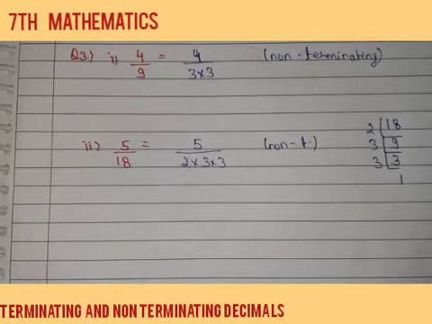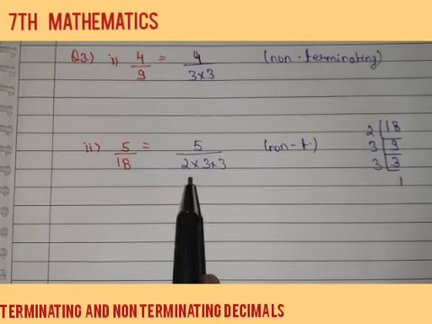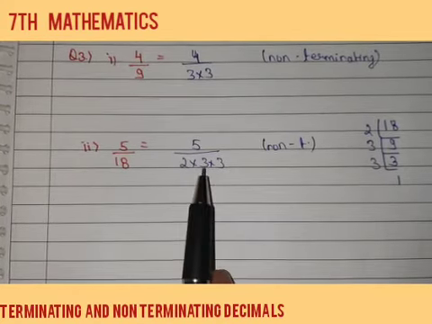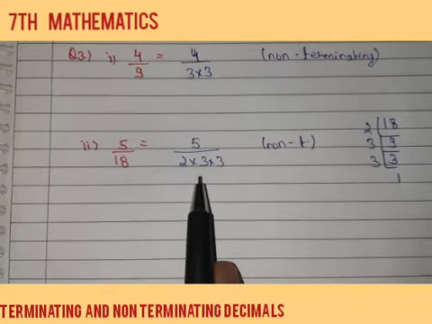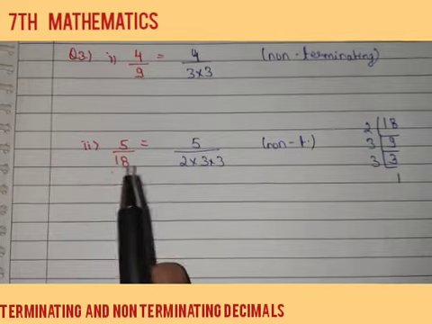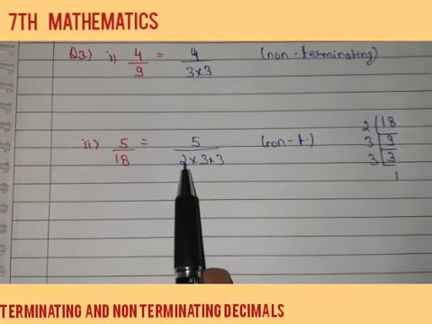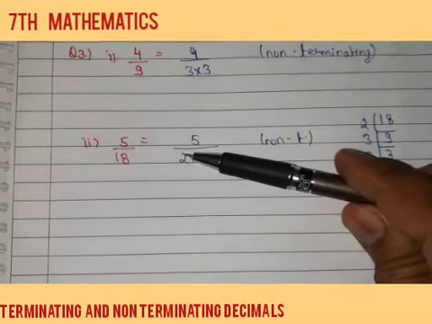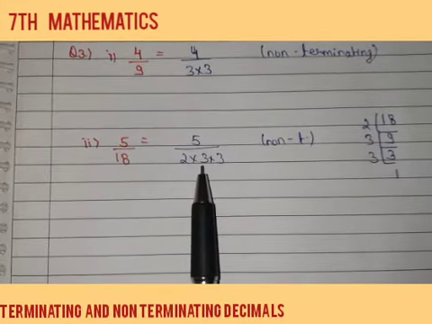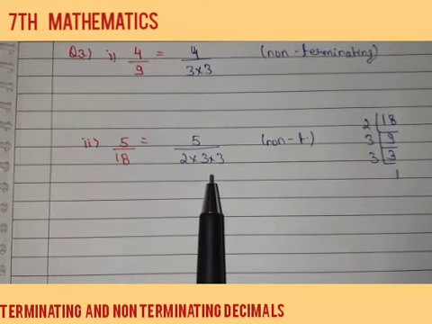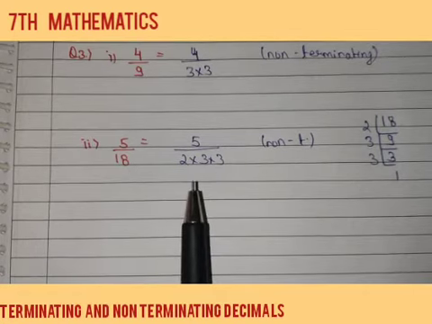Non-terminating. Now you must be getting confused, because I just told you that if the prime factorization of the denominator has 2 or 5, then it will be terminating. But in this question, here it is 2. So if we only take 2, the answer will be yes, terminating. But in addition to 2, there is 3 also as a factor. So it cannot be termed as a terminating decimal.